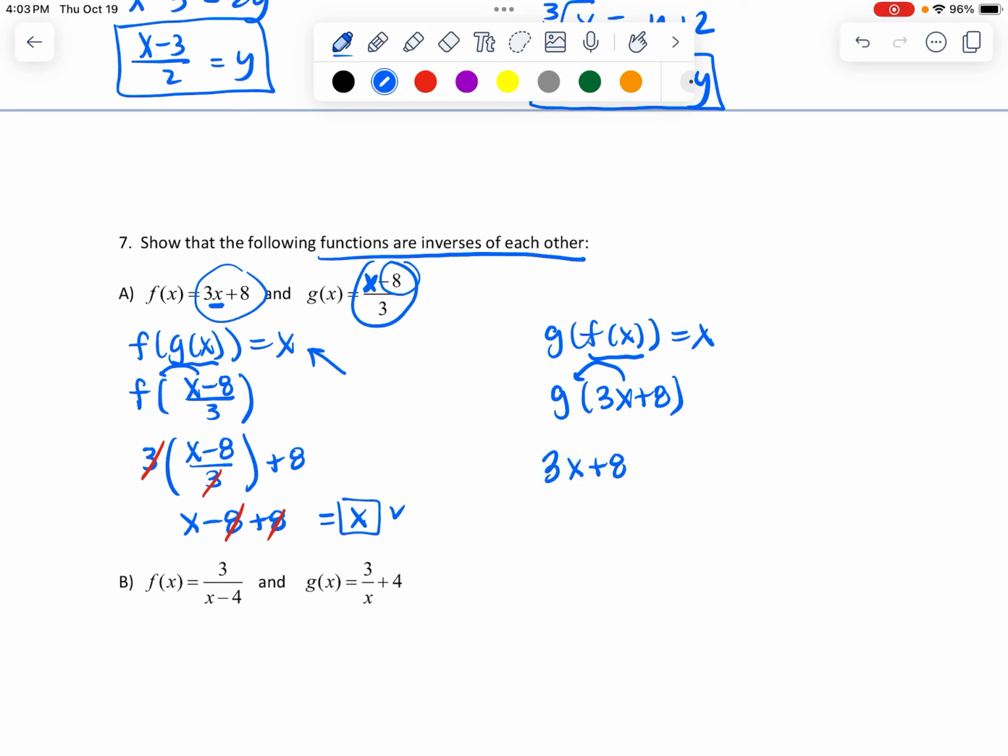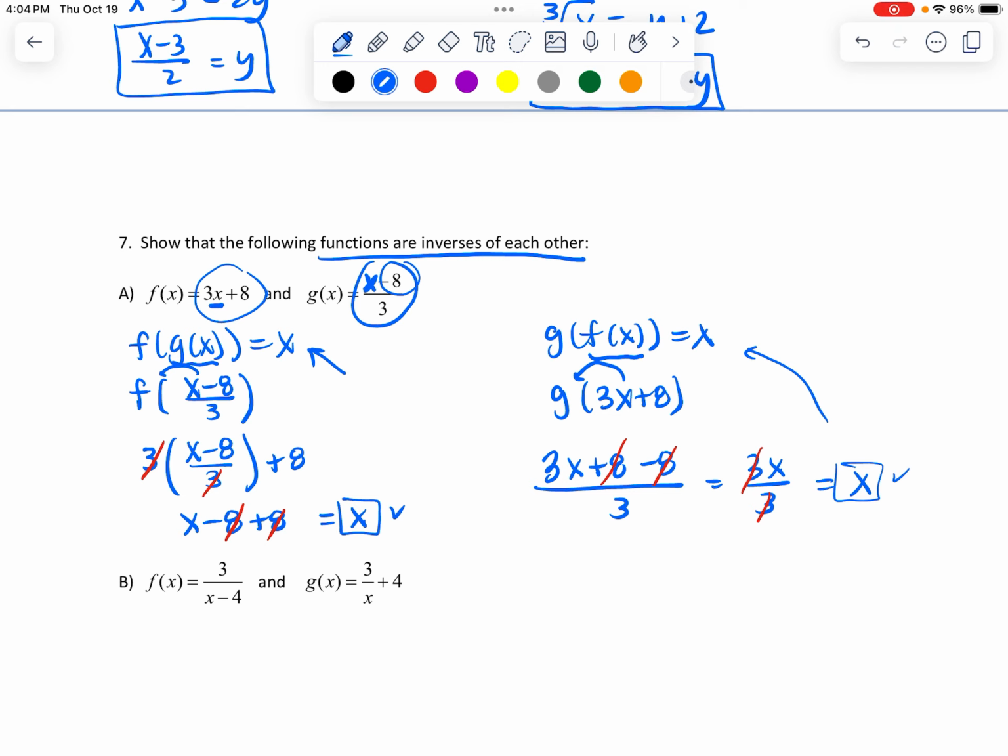Don't forget the minus 8 here, and then all over 3. And again, look for things that cancel. These guys cancel, leaving me with a 3x over 3. And looking at that, the 3's cancel, so it just leaves me with an x, and that is exactly what I wanted, right? So that's how you show inverses.